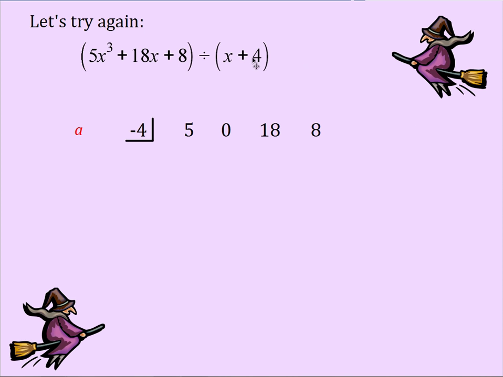A in this case is going to be negative 4 because that's what's being subtracted in my divisor. X plus 4, remember, is the same as x subtract a negative 4. So A is negative 4.